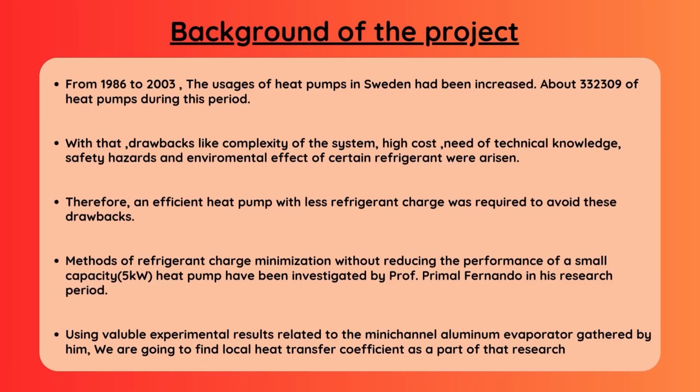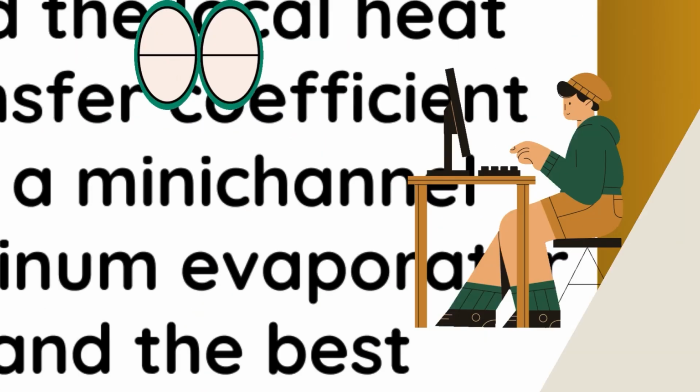Between 1986 and 2003, Sweden experienced a big increase in heat pump usage. But this caused problems like complex systems, high costs, and environmental issues. Professor Premal Fernando worked on ways to solve these problems by studying how to use less refrigerant in small heat pumps, 5 kilowatts, using data from experiments on mini-channel aluminum evaporators to figure out how heat moves.